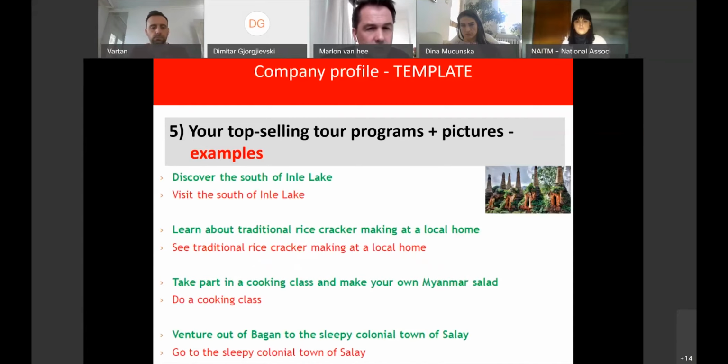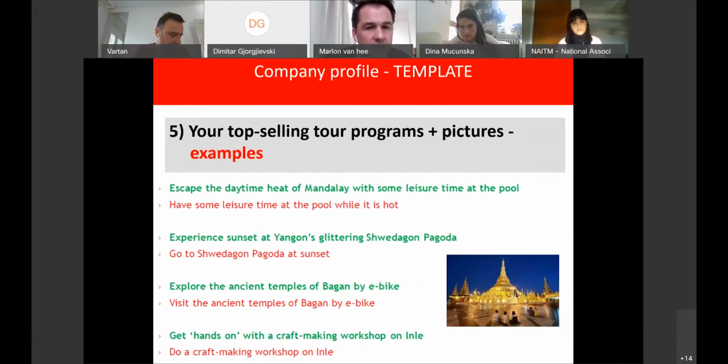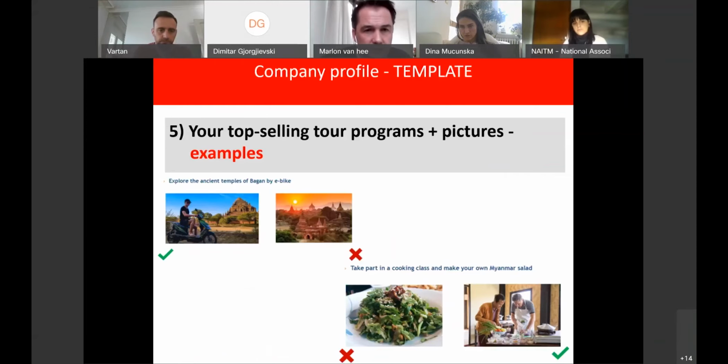Here you have some good and bad examples that I took from Myanmar. The green ones are the good ones. That is what you can use in your presentation. The red ones are the bad examples. Don't do that, because that simply doesn't sound exciting enough. So check these examples.